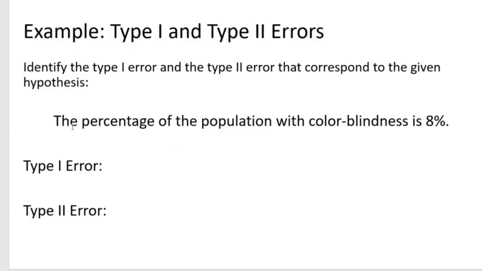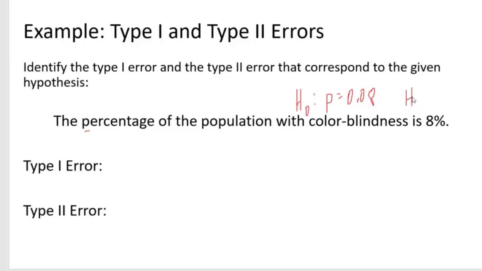So the percentage of the population with color blindness is 8%. What would be a type 1 error? Well, first of all, in order to get the type 1 error, you kind of have to consider what the hypothesis would be always. So if this is our statement, our hypothesis for the null would have to be a percentage as a proportion, that it was 0.08.